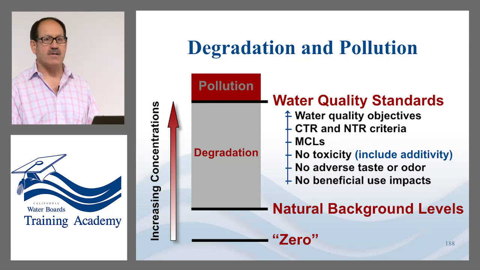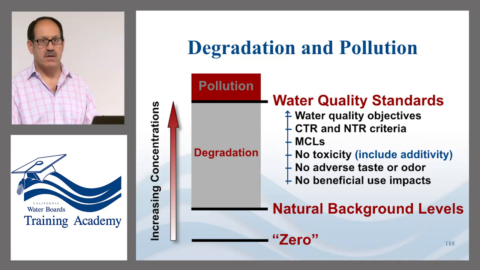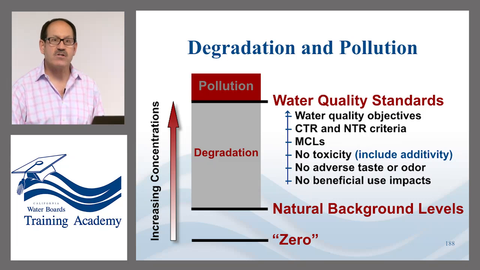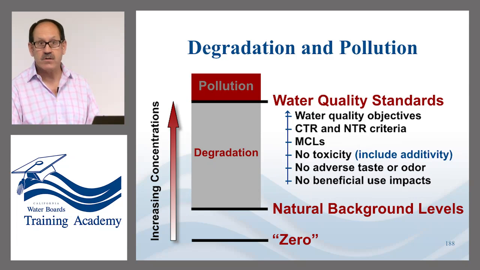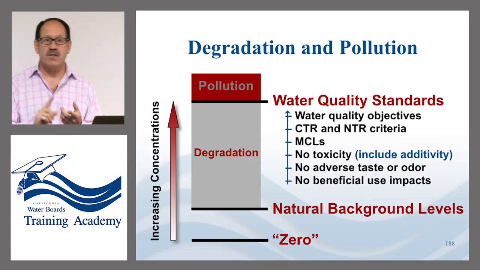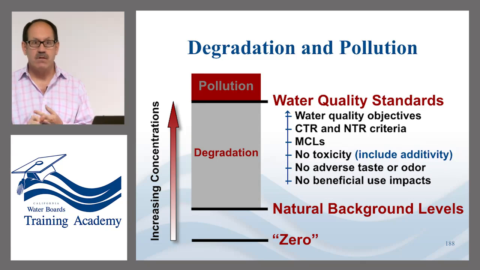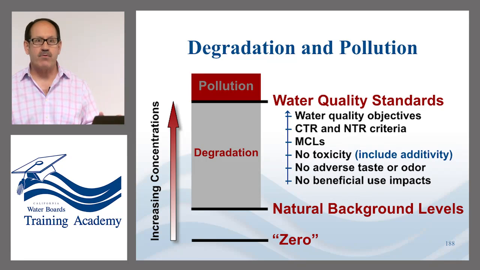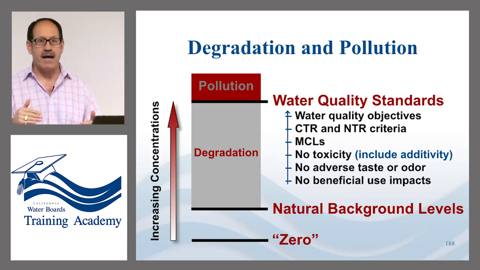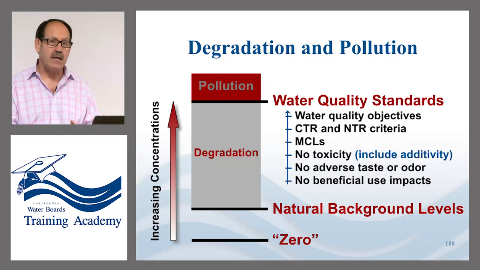The board has a number of tools that it can use. It can first cajole people into complying. And if that doesn't work, there are a number of regulatory tools that can come. Enforcement orders, so a cleanup and abatement order to clean up the problem and abate the effects of the problem. There can be a cease and desist order, shut down your operation now, and you can't continue doing business until you come back into compliance. We can fine people, administrative civil liability.